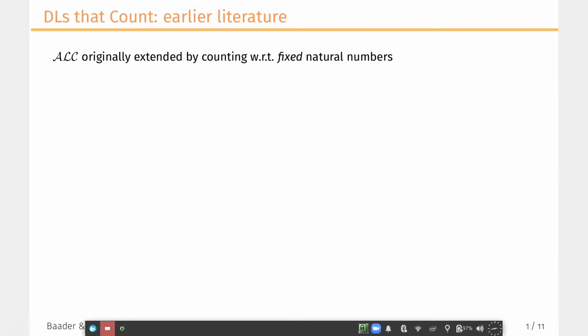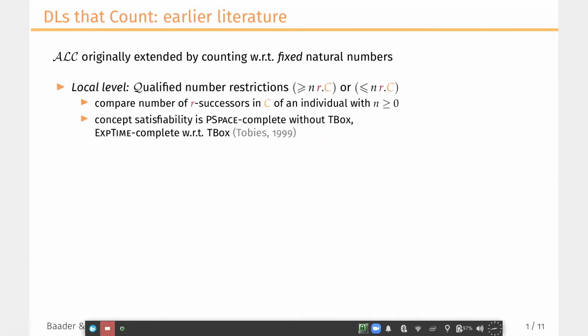And in particular, comparisons with respect to fixed natural numbers have been considered. So if we take into account the local level, or what we can count about individuals, the most prominent constructor has been for sure qualified number restrictions, where we compare the number of R-successors in C of a given individual with respect to a natural number. For ALCQ, the extension of ALC with these constructors, the problem of concept satisfiability has been shown to be PSPACE-complete without a TBox, and EXPTIME-complete in case we add some knowledge base in the form of a TBox.